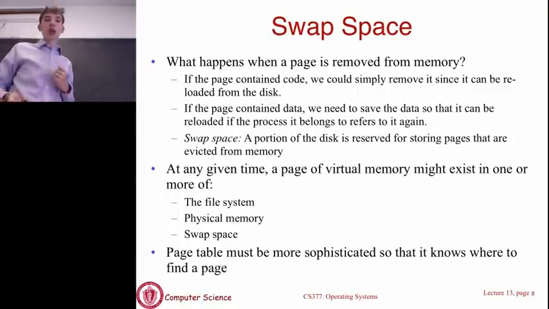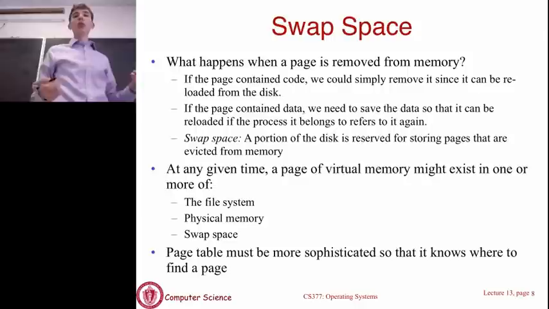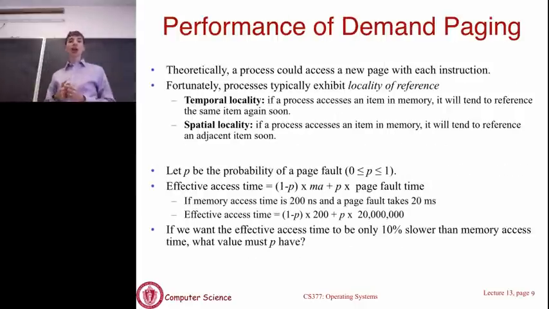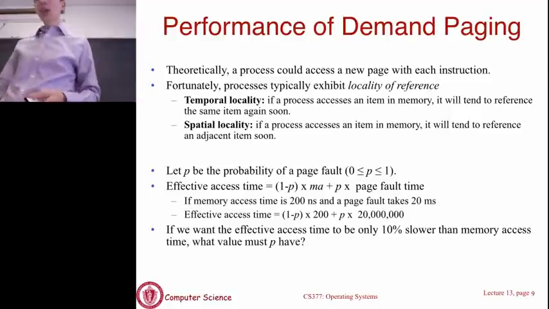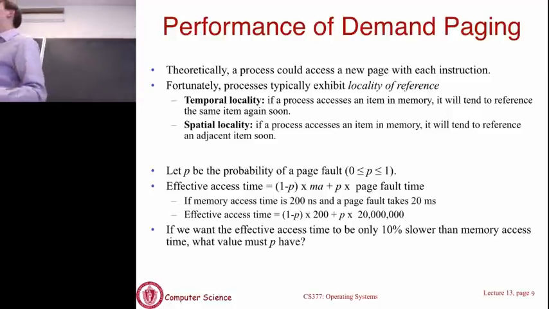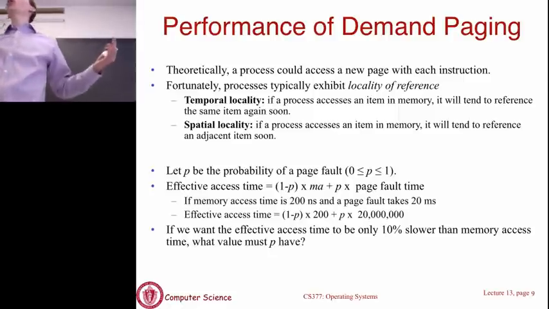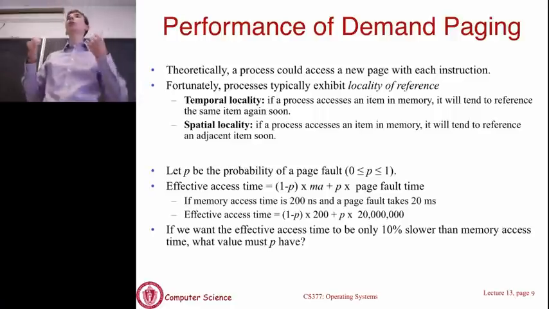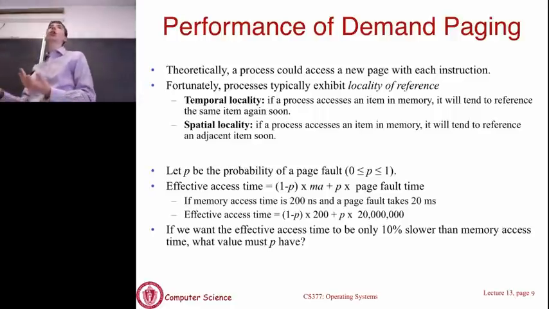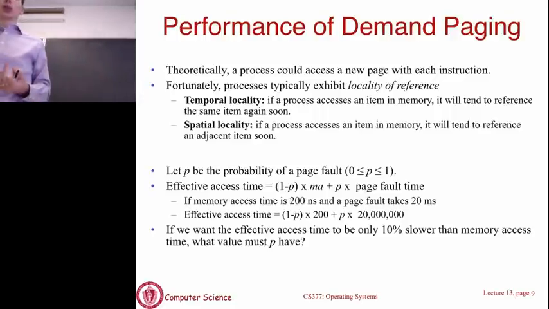So now let's talk about the performance impact of demand paging. Let's say we're going through and accessing pages, and let's say that P is the probability of getting a page fault. That's some probability from 0 to 1, the probability that whenever we request some address, it's going to cause a page fault.